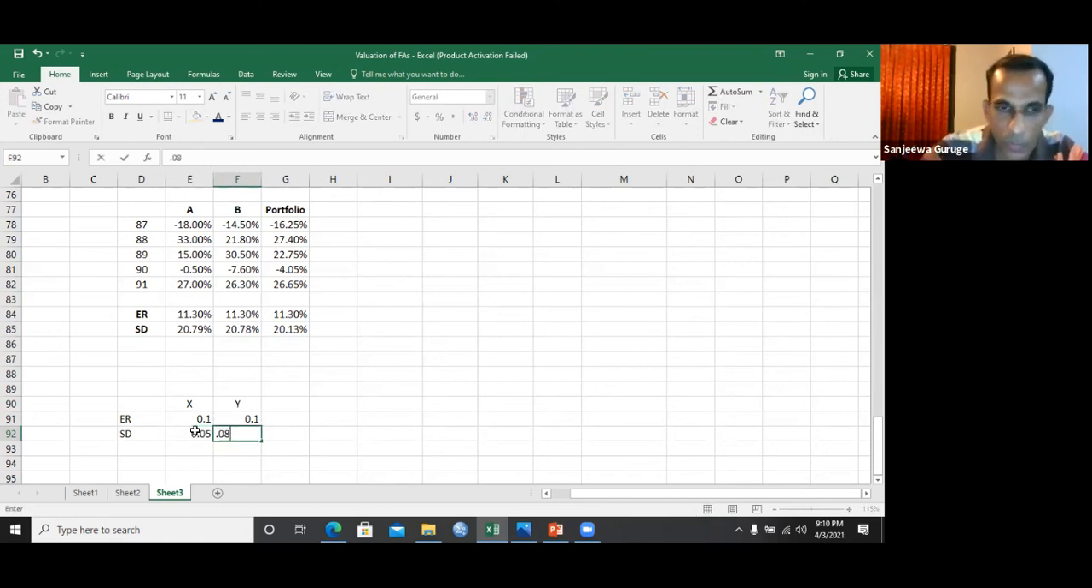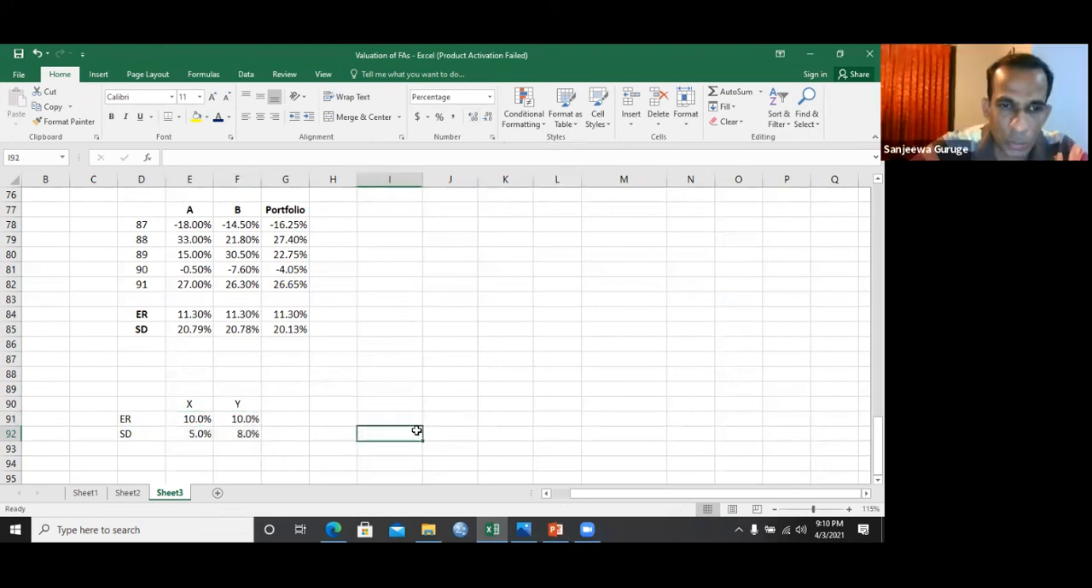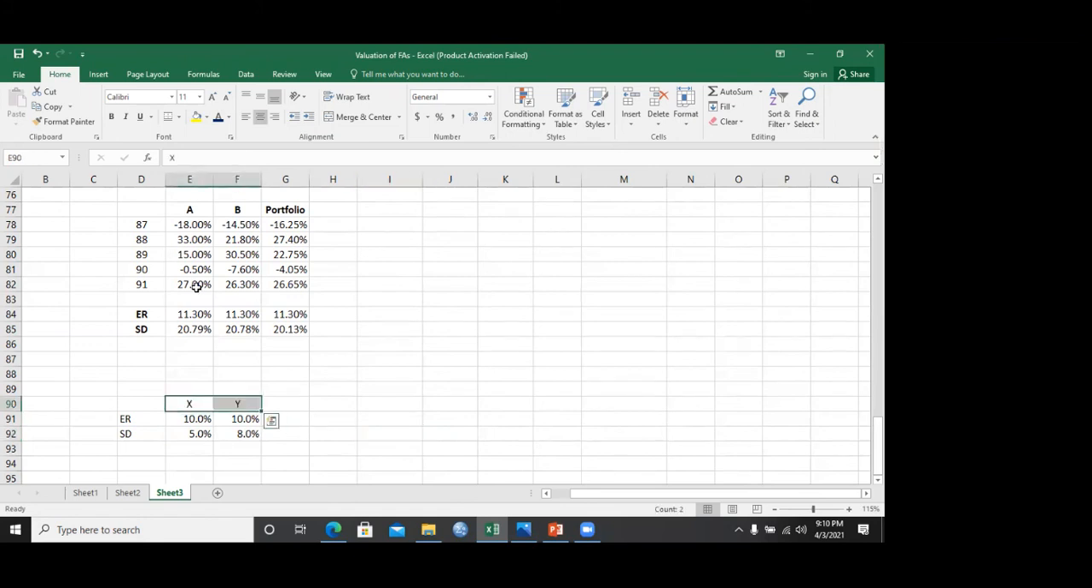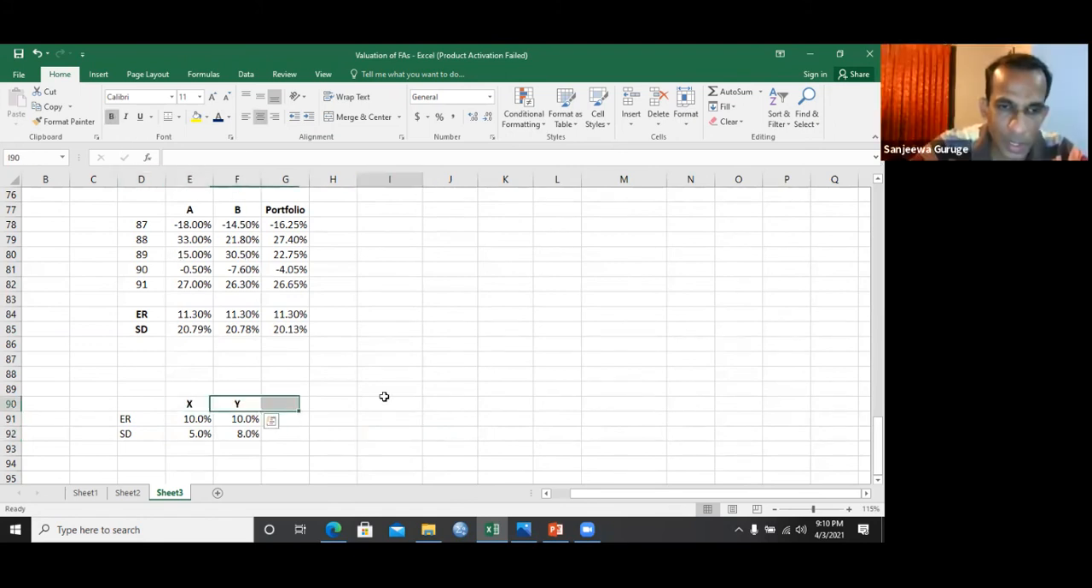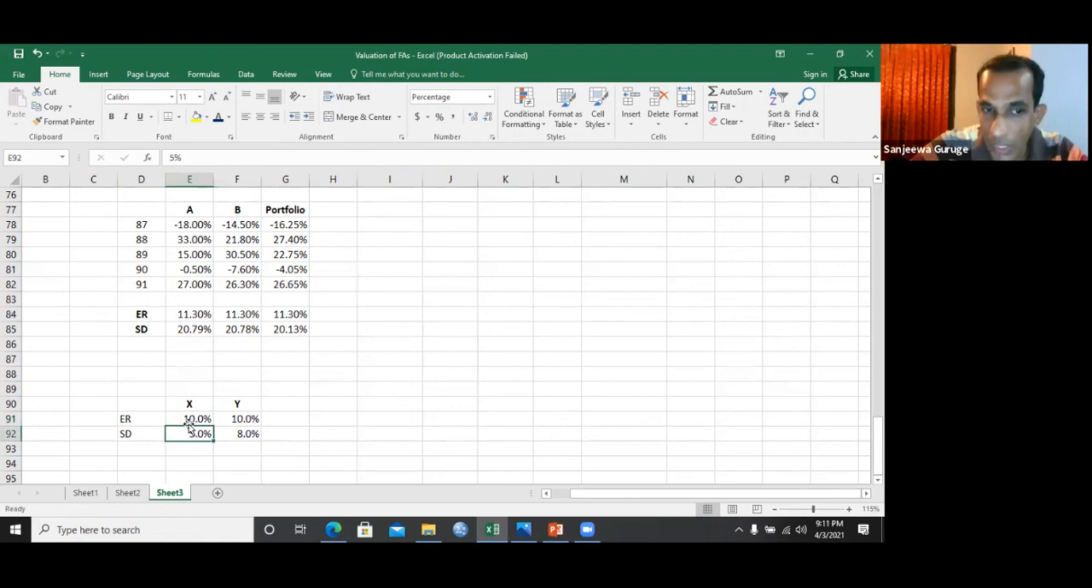Suppose there are two stocks with this return and risk information. Which asset do you prefer? Normally, a rational investor will select X. So definitely X is better. Why? While the expected return is the same, the standard deviation is lower. So any rational investor should select stock X.